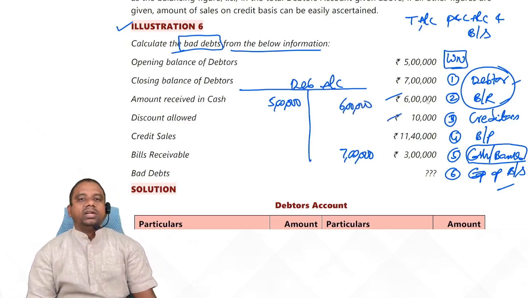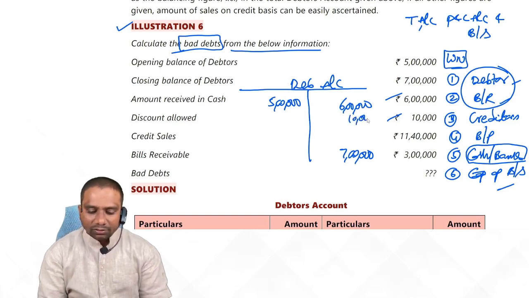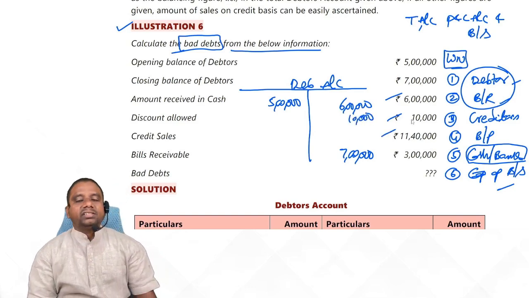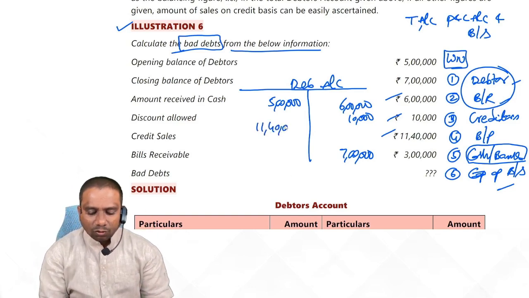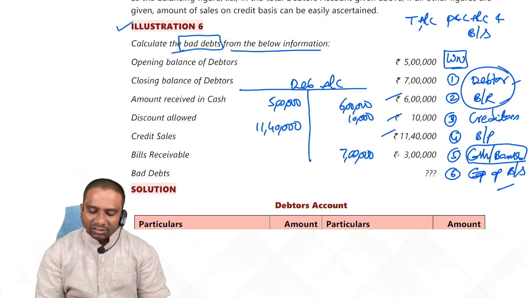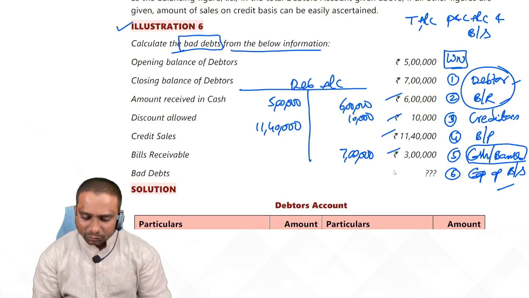Discount allowed. Entry: discount allowed account debit to debtors account. So credit 10,000. Credit sales. Entry: debtors account debit to sales account, 11 lakh 40,000. Next one, bills receivable. Entry: bills receivable account debit to debtors account. So 3 lakhs.